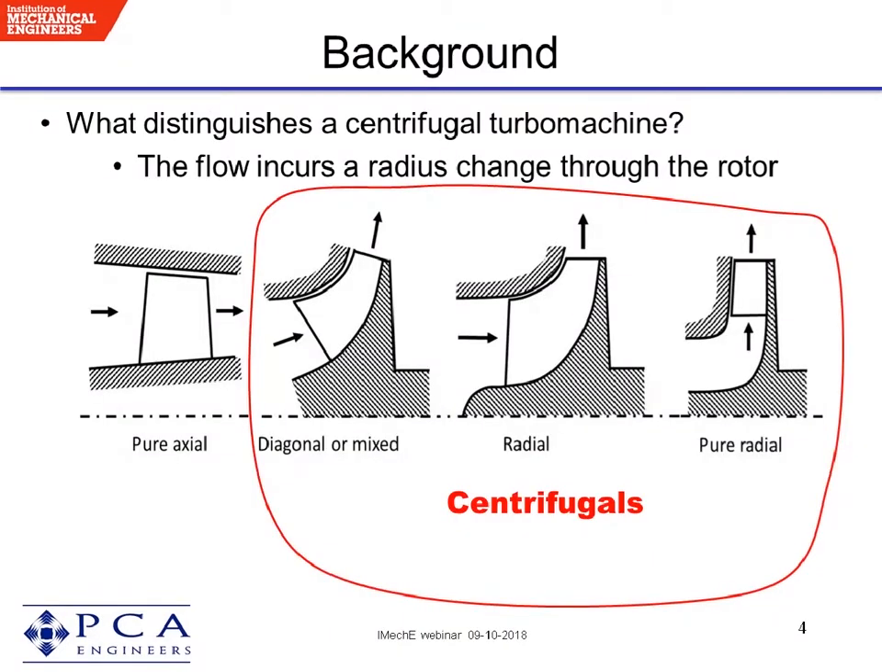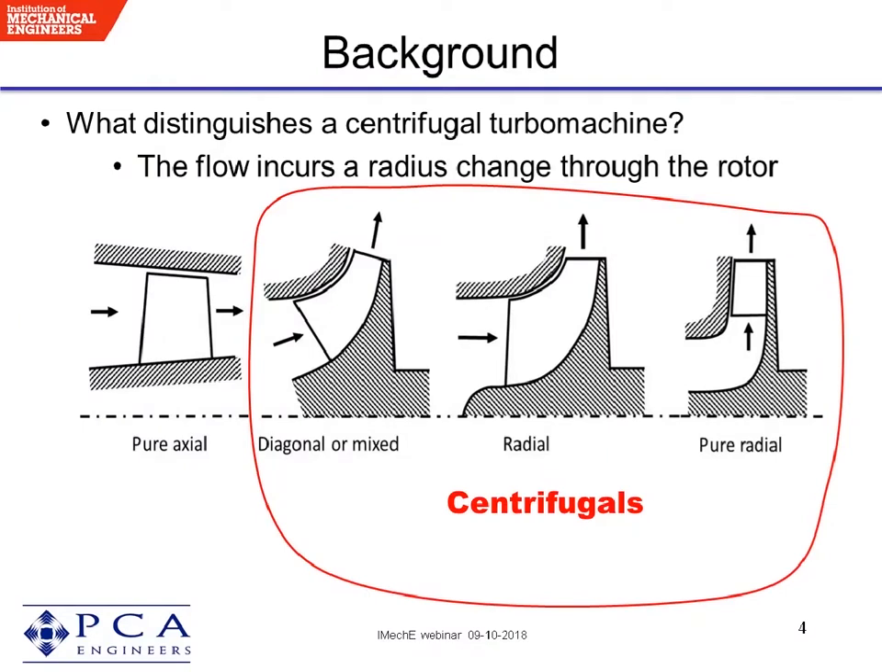The sketch on the next slide shows on the left an axial compressor rotor. The flow comes in axially and leaves axially. And next to it, there are three sketches of different types of centrifugal impellers. There is a diagonal impeller where the flow is a mixed flow going partly radial and partly axial. Then there's a radial impeller with an axial inlet and a radial outlet, and a purely radial impeller where the flow is radial at inlet and at outlet.